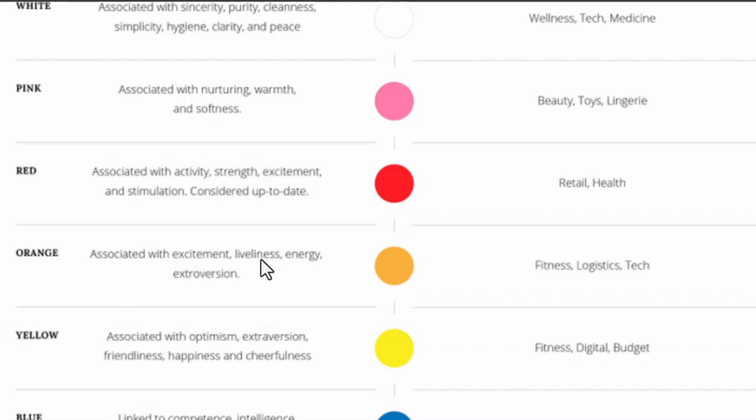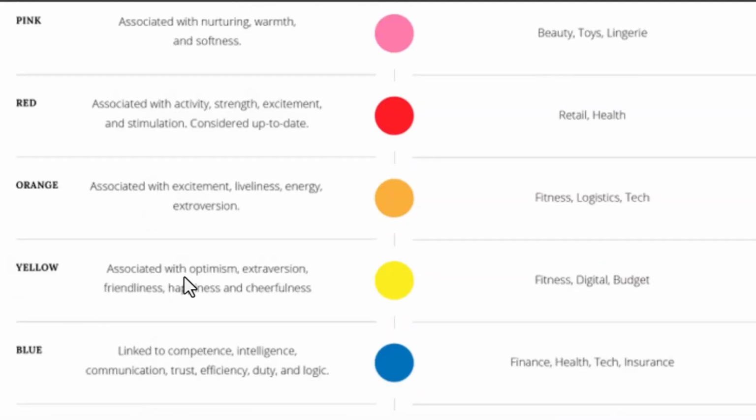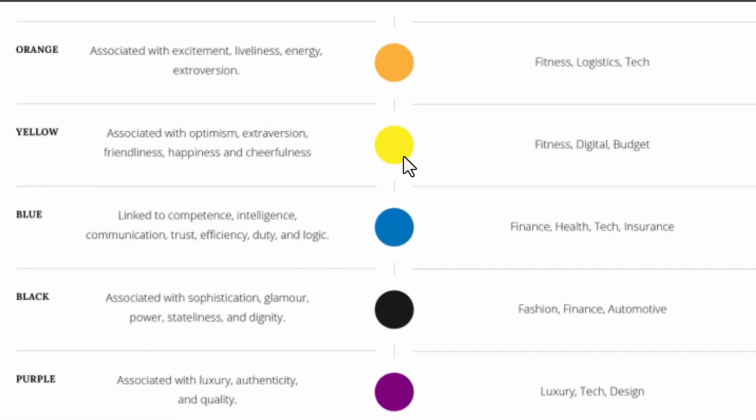Orange is associated with excitement, liveliness, energy and extroversion. It can be used for fitness, logistics and tech. Yellow is associated with optimism, extraversion, friendliness, happiness and cheerfulness. Companies that use it are fitness companies, digital and budget. Imagine me, an introvert, using yellow because I want to promote extraversion.